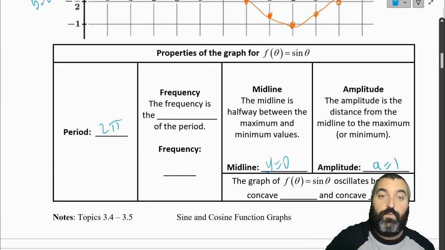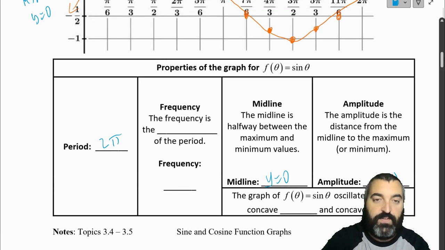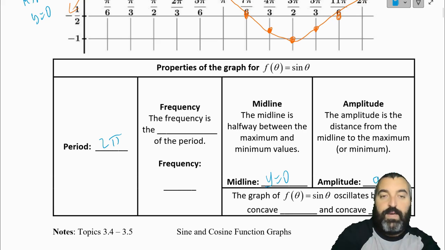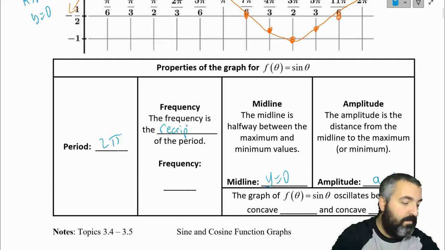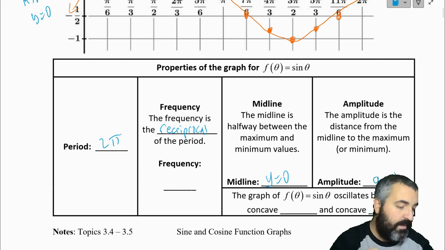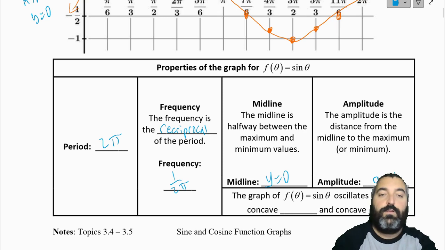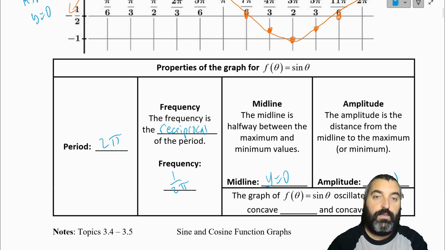And then we're going to talk about frequency. So frequency, if you're taking physics or have taken physics, you probably know this. But mathematically, the frequency is the reciprocal of the period. So in this case, it is 1 over 2 pi.